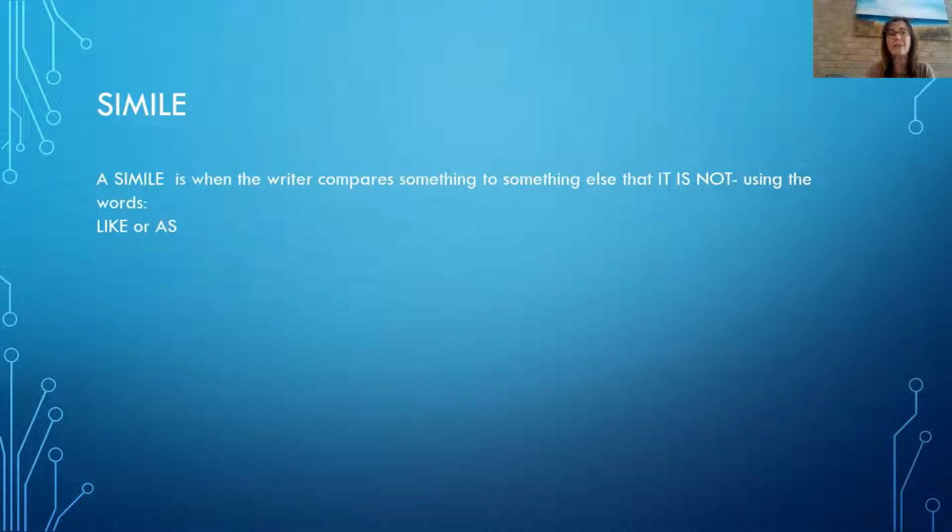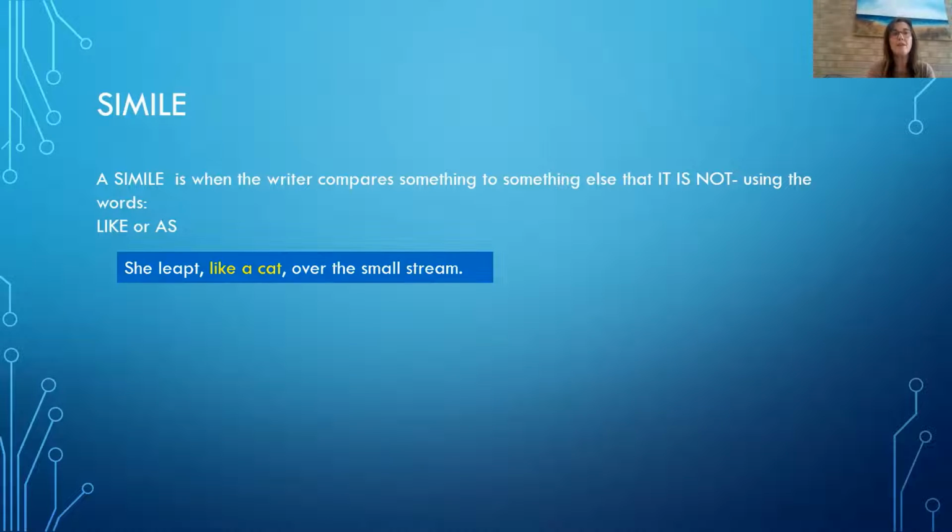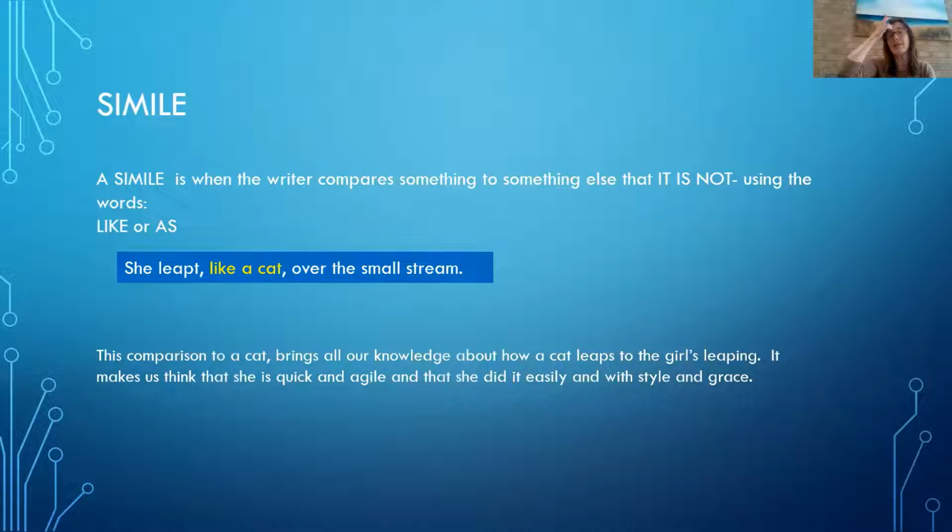So what is a simile? A simile sounds a bit like the word similar, doesn't it? Which gives us a bit of a clue as to what a simile is. So a simile is when the writer compares something, an object, a thing, to something else that it is not, using the words like or as. For example, in a sentence, she leapt like a cat over the small stream. So like a cat is the simile.